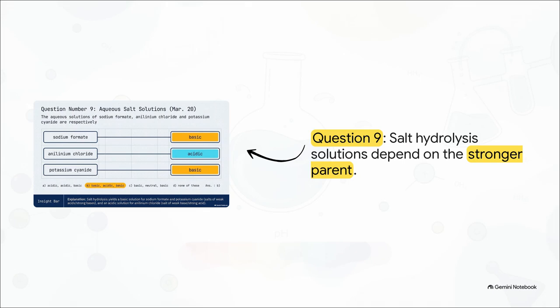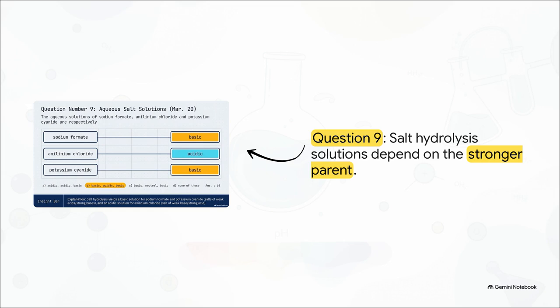Here's another previous year question from March 20. Question number 9. The aqueous solutions of sodium formate, aniline chloride, and potassium cyanide are respectively A, acidic, acidic, basic, B, basic, acidic, basic, C, basic, neutral, basic, D, none of these. Answer B. Let's quickly demystify how we got that basic, acidic, basic sequence.